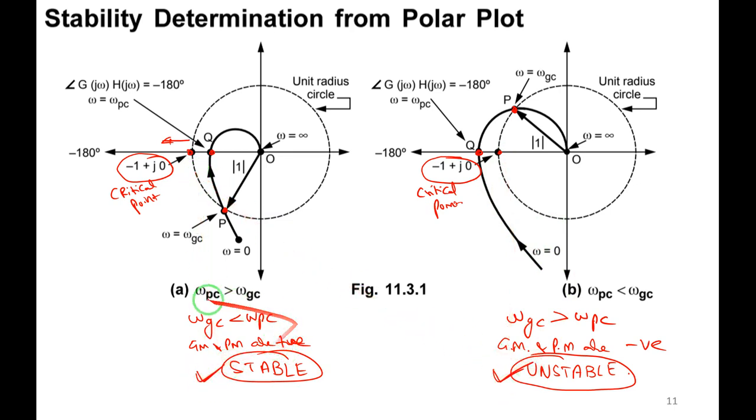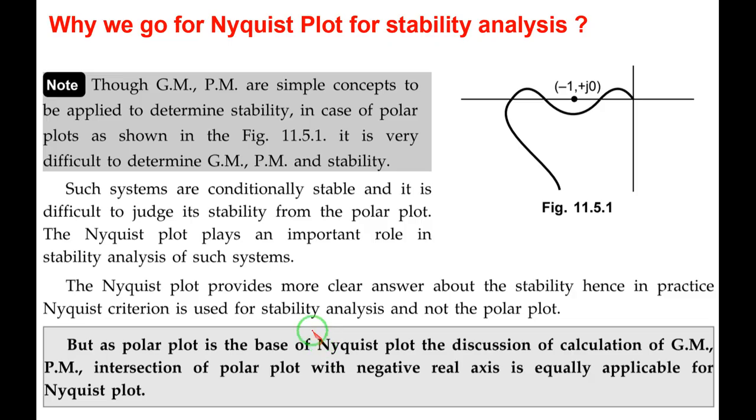Please keep in mind, based on omega gc and omega pc, those values I can tell, and just by looking also I can tell. Here the polar plot is not enclosing this critical point, so the given system is stable. If it encloses, it is unstable. Please keep in mind. I hope you got my intention, what I am telling.